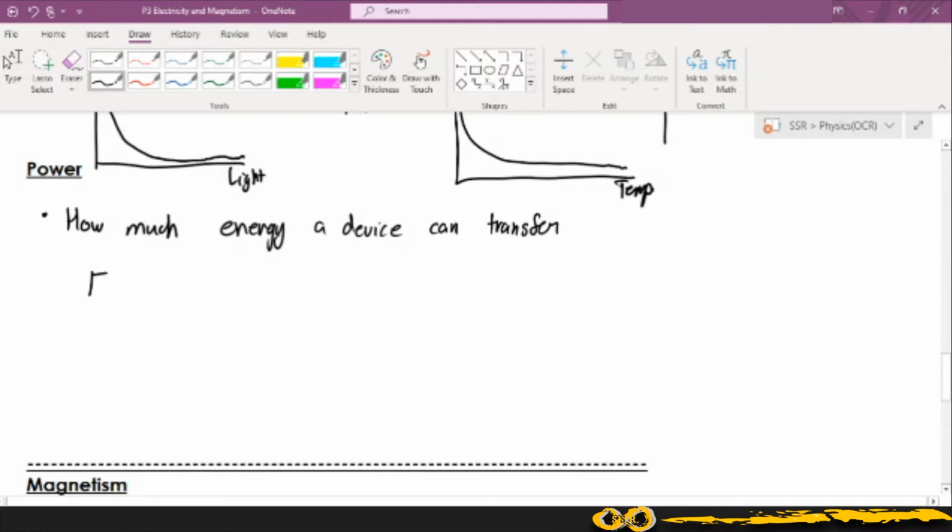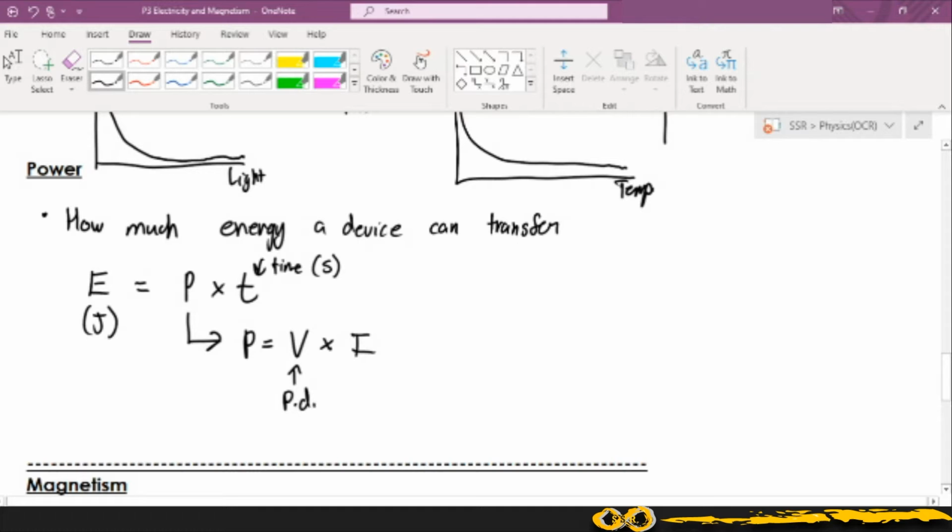The energy that a device is able to transfer, measured in joules, is equal to the power of that device multiplied by the time that the device was transferring that energy. In order to calculate the power, however, you will often use the formula that power is equal to the potential difference multiplied by the intensity of current.